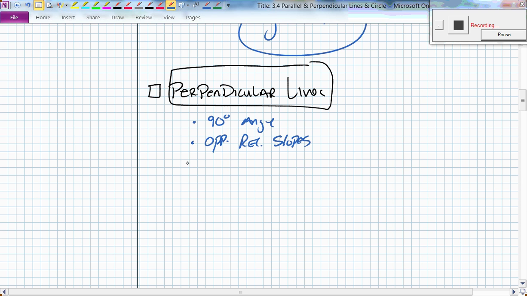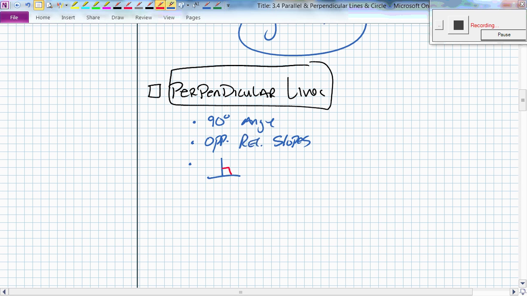Good. What else do you know about perpendicular lines? What's the symbol for it? An upside down T. Yeah. Why is that the symbol for perpendicular? Because it makes like a little 90-degree angle right there. I don't know if that's true or not, it just looks like it to me, right? So 90-degree angle, they are opposite reciprocal slopes.